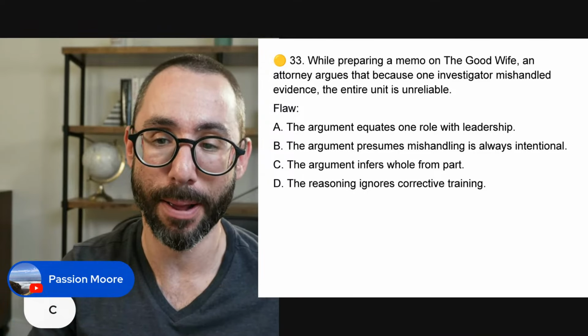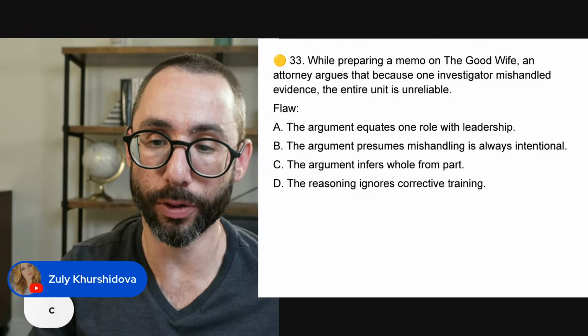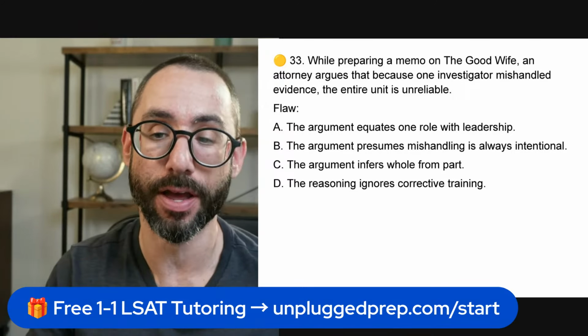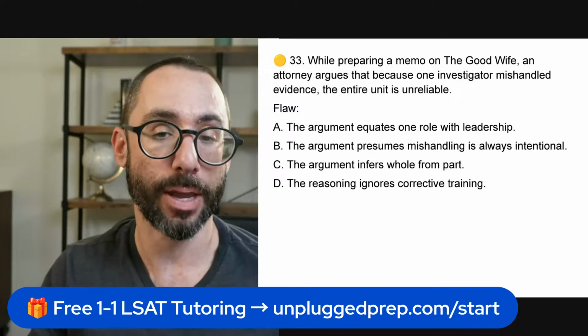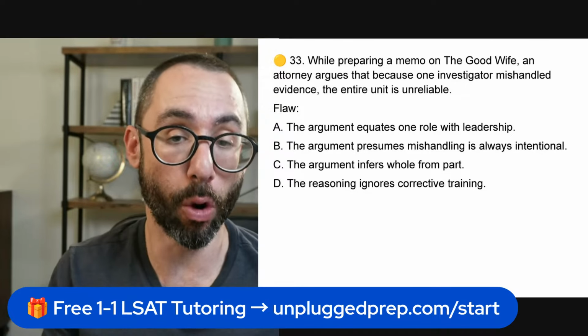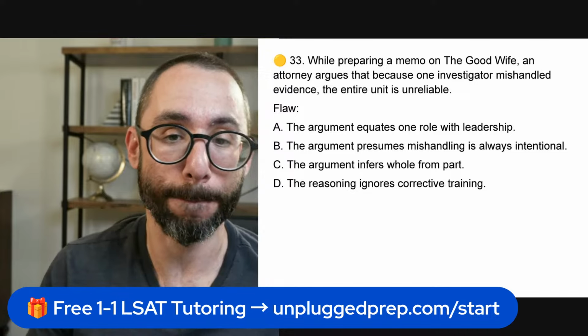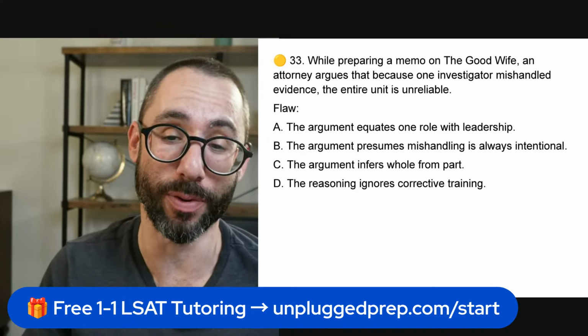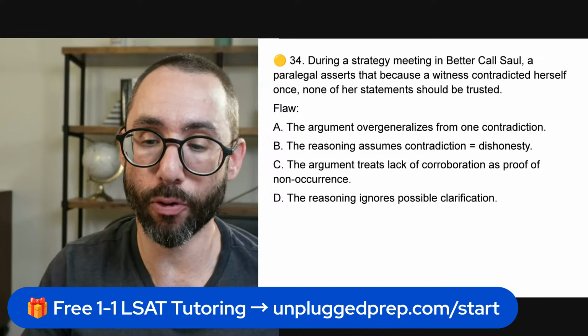Osvaldo says C, Passion, Giovanna, Zuli, Autumn, Nathan all saying C, Valentina saying C, fantastic. The answer is in fact C, improperly inferring what is true of the whole based on an individual part. One person might screw up, but the unit as a whole could still be okay and the rest of the folks could be fine. Nice. On to number 34.